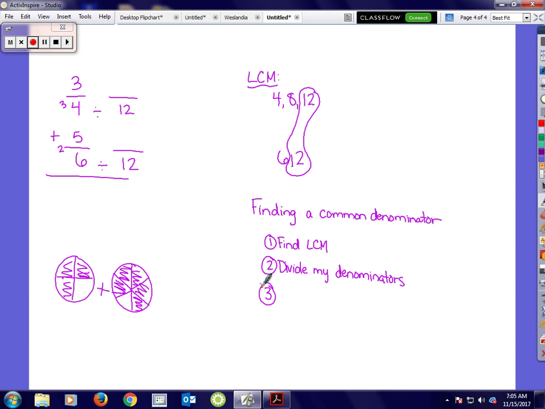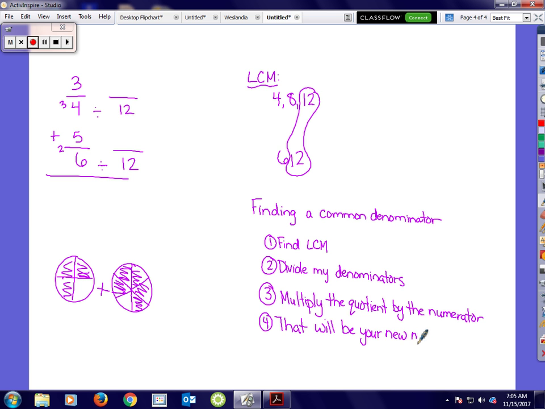Now, your third step is to take that quotient that you came up with, and you're going to multiply the quotient by the numerator. And then that is going to become your new numerator. Okay, and boys and girls, remember, this is a video, so you can pause, rewind, fast forward if you miss something. So it says to multiply that quotient by the numerator.